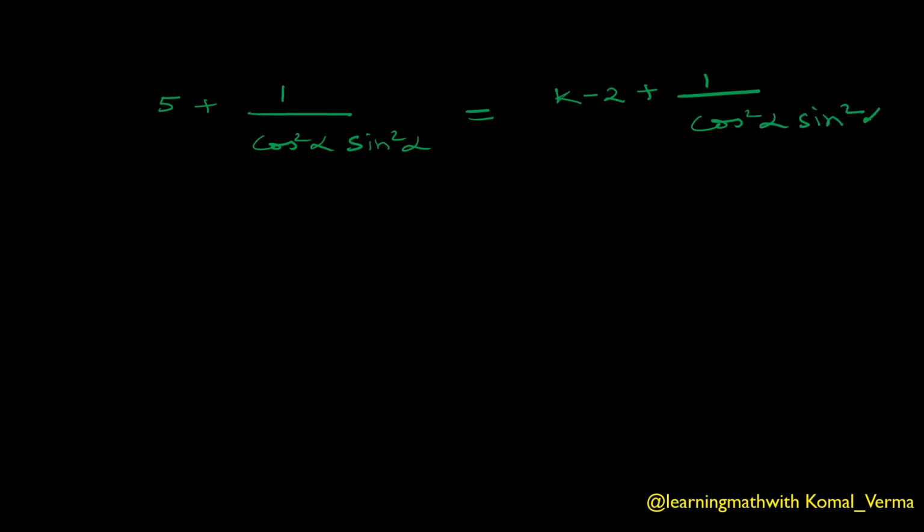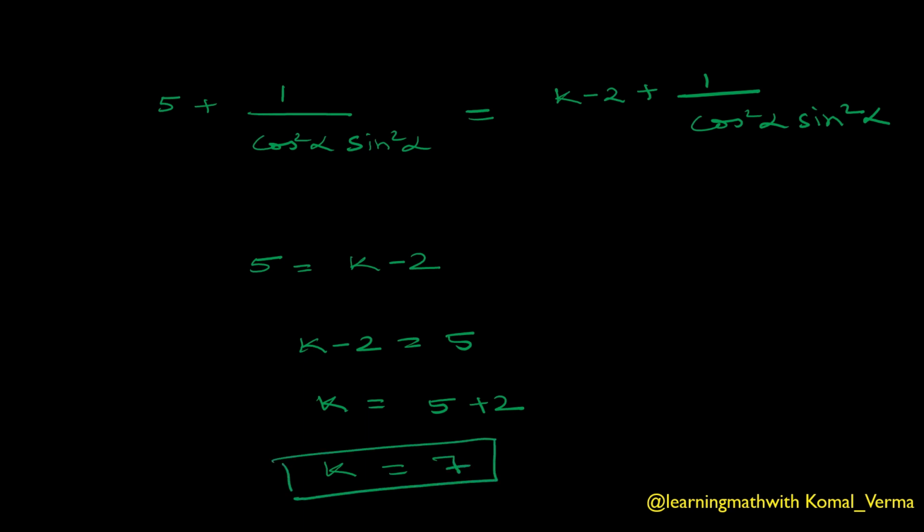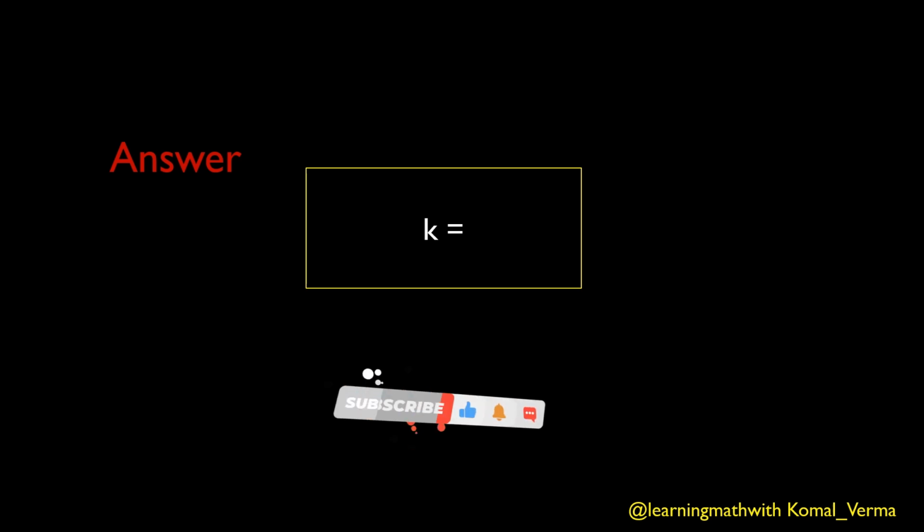As we know, the left hand side will become 5 plus 1 upon cos square alpha into sin square alpha, that is equal to the right hand side, k minus 2 plus 1 upon cos square alpha into sin square alpha. After comparing, we get 5 is equal to k minus 2, so k will become 5 plus 2, and the value of k becomes 7. So the answer for this question will become k is equal to 7.